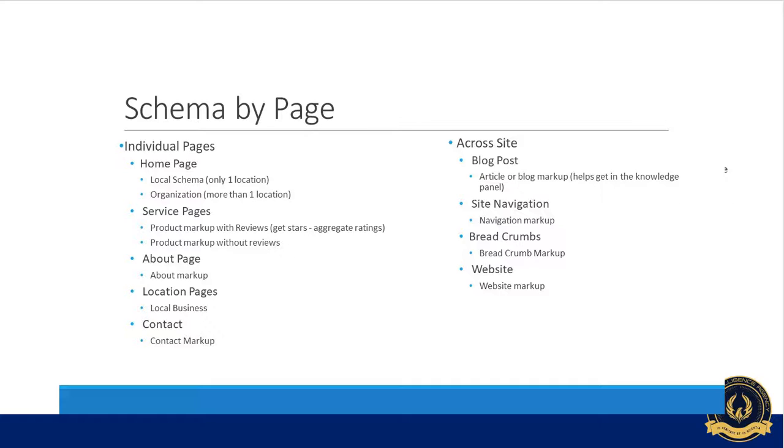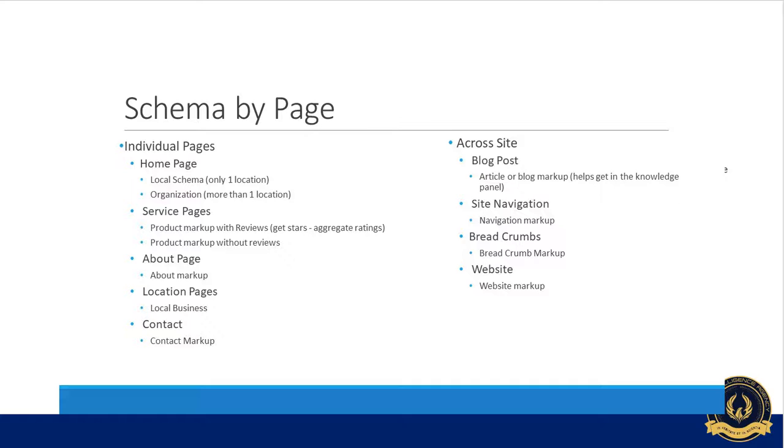So that's going to be across all the blogs. You can differentiate between article or blog. I really haven't found a difference. Then you're going to have site navigation, breadcrumbs, and website markup on all the pages. Now, I've put together the schema markup that you can input the information for your business for each one of these pages that you'll be able to use, that you can download or view.